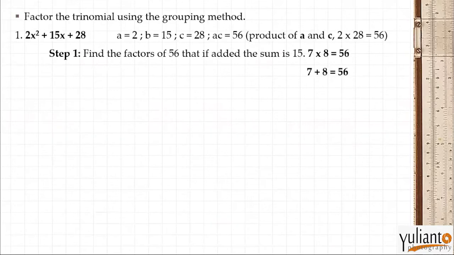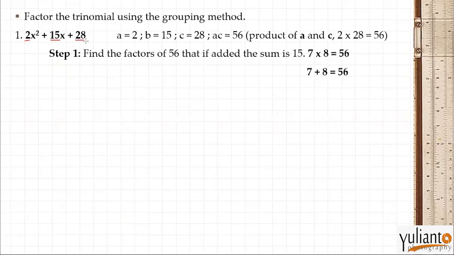Okay, so it says here, factor the trinomial using the grouping method. The grouping method is much easier than the trial and error. For example, we have here 2x squared plus 5x plus 28. And then I write down here the values. Our a here is 2. Our b here is positive 15. And our c is 28.